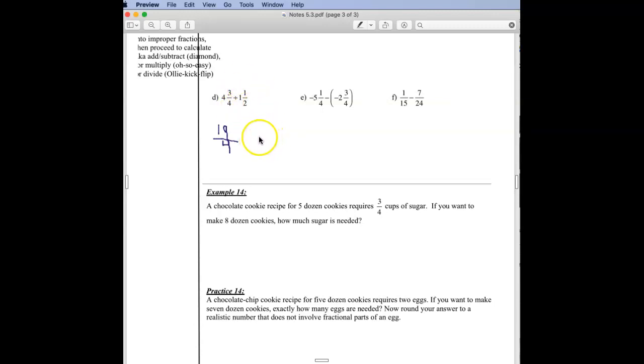But I want to flip that, right? Because I'm going to, remember, jump over the first fraction, ollie, kick the sign, make a multiplication, and then flip. Ollie, kick, flip. Jump over the first, kick the sign, make a multiplication, and flip this. But I can't flip it till I change it to a mixed number.